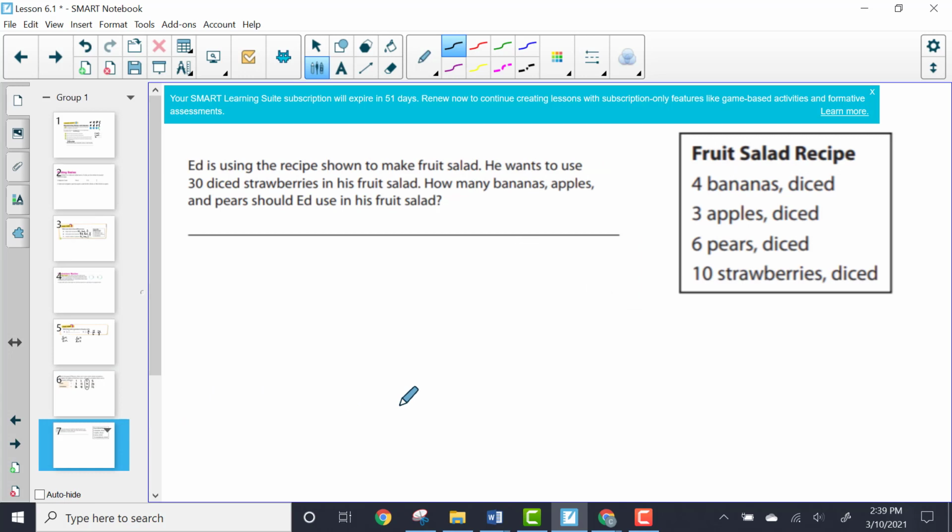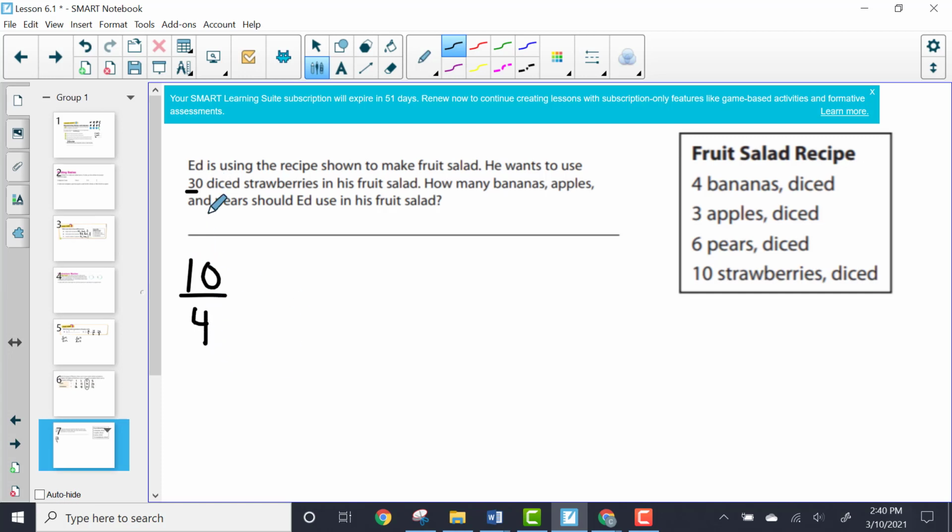It's saying that Ed is using the recipe shown to make fruit salad. We see it right over here. He wants to use 30 diced strawberries in his fruit salad. How many bananas, apples, and pears should Ed use? Now what we need to do is figure out the ratio of strawberries to bananas, strawberries to apples, and strawberries to pears. We know he wants 30 diced strawberries. So we have 10 strawberries, and the ratio of strawberries to bananas, for example, is going to be 10 to 4.